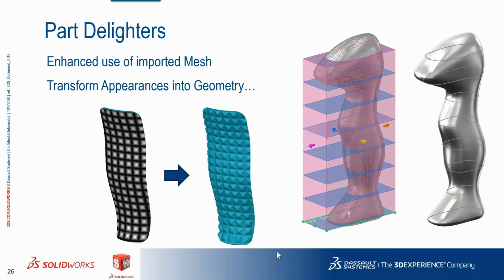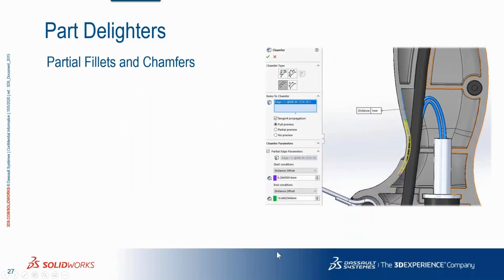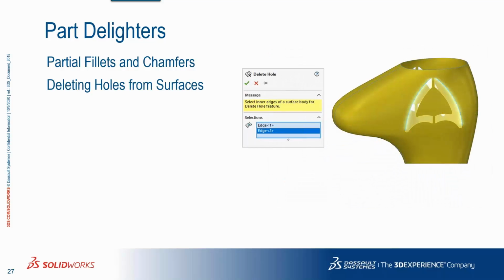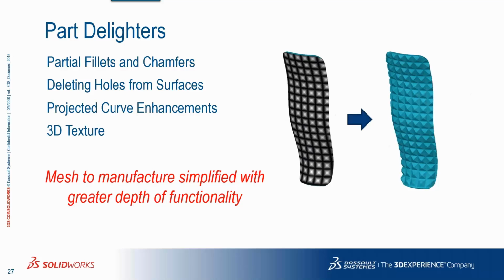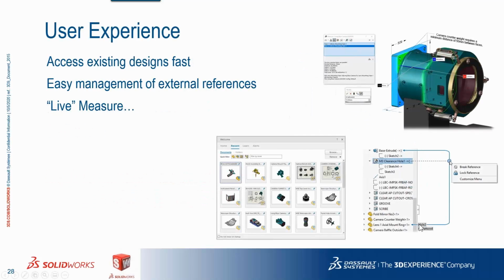Part delighters, partial fillets and chamfers, deleting holes from surfaces, and projected curve enhancements. Mesh to manufacture, simplified with greater depth of functionality. Under user experience, you can now access your existing SOLIDWORKS designs faster than before. You can view and manage external references with ease and perform live measure in any command at any time. Let's take a look at it.